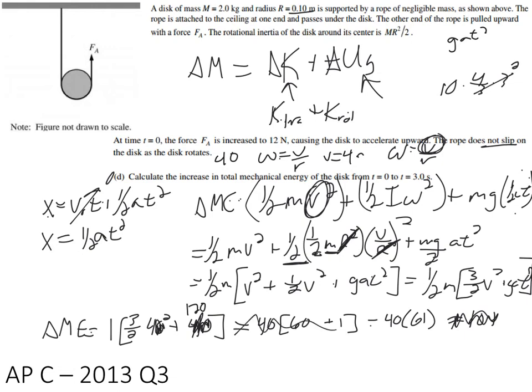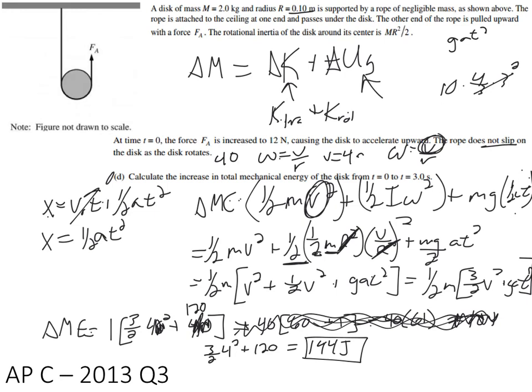Alright, fortunately I can't erase any of this stuff. So I should have 3/2 of 4 squared plus 120, which equals 144 joules. And that's my answer.